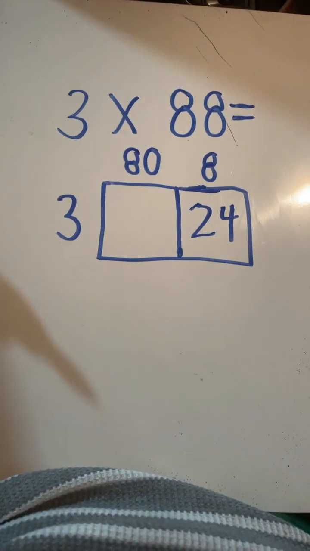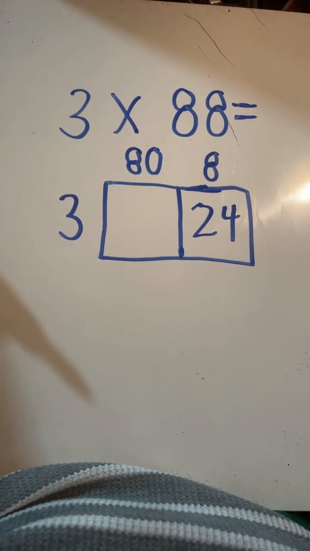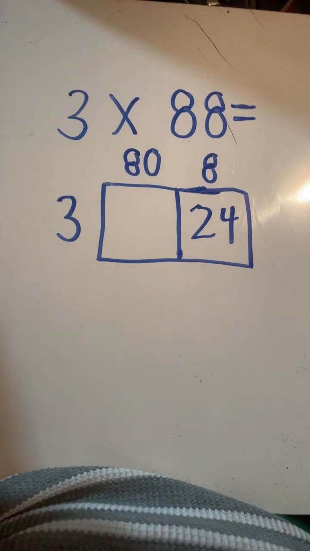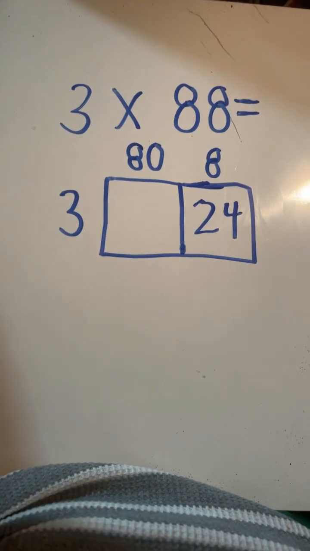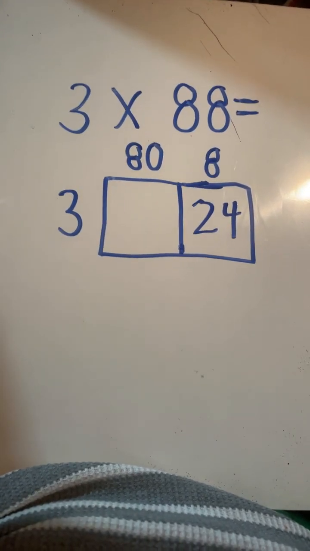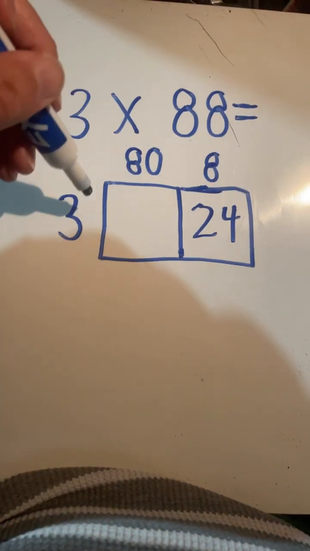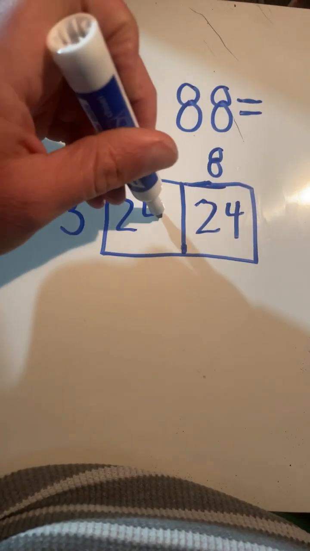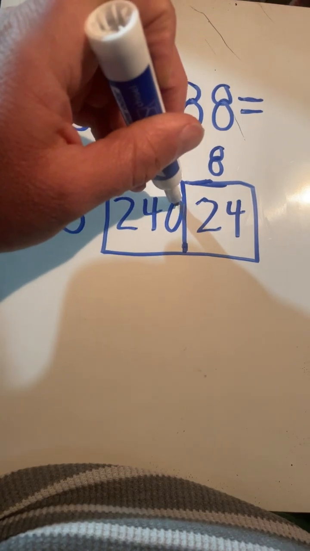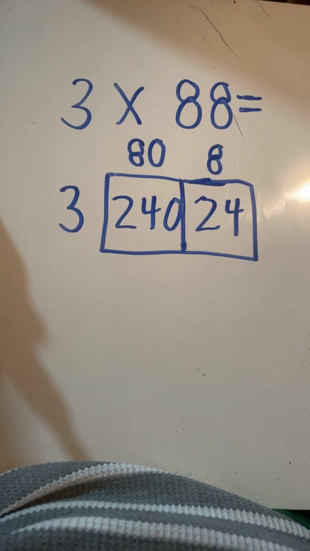Now we're going to multiply 3 times 80. Now for those having difficulty multiplying 3 times 80 in your head, simple trick. Multiply 3 times 8 and then add a 0 to your answer. So 3 times 8 is 24. If I add a 0 to my answer, the number becomes 240.